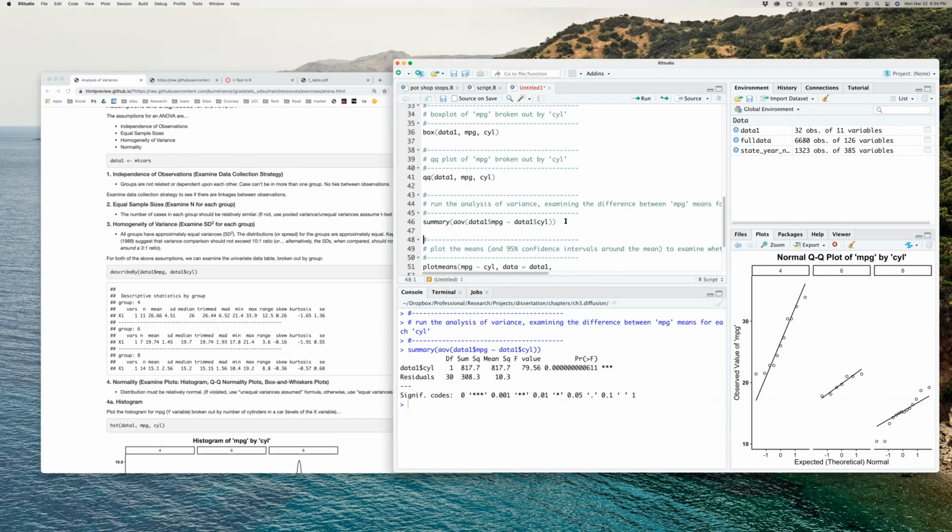So what we'll see here is a bunch of different information. And it's going to say data 1 cylinder. And if you remember, cylinder happens to be our grouping variable, right? We're looking at mean MPG broken out by cylinder groups. So if it's our grouping variable, it's our between group indicator, right? So this first row is going to say the name of a variable, but it's going to be our between groups information. Where it says residuals, that's going to indicate our within group.